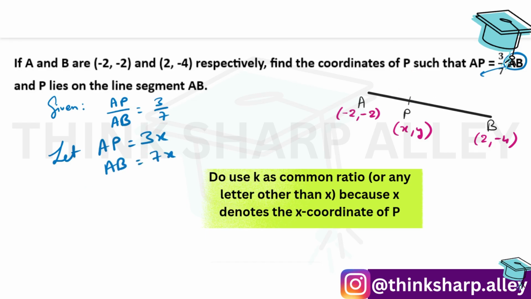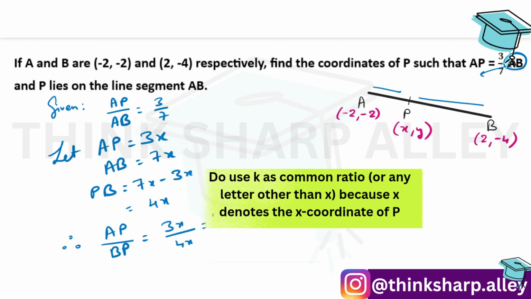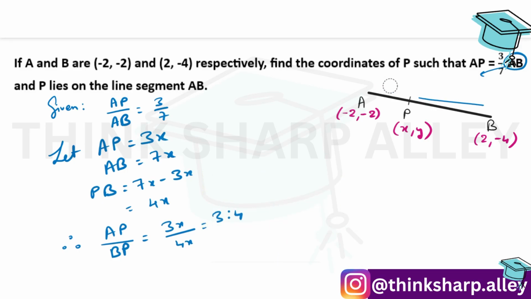We need PB because we need this length, right? So PB becomes clearly AB minus AP. That's 7x minus 3x, which is 4x. So therefore, the ratio that we need is AP by PB, which is 3x by 4x. That's 3:4. So our ratio that we have to work with is 3:4. So let me just remove these things and write over here instead 3:4.